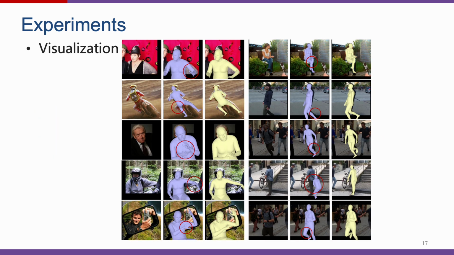Finally, we provide some visualization results on the 3DPW and COCO datasets with 3DCrowdNet. It can be observed that our method can reconstruct a more accurate human body mesh from in-the-wild images.